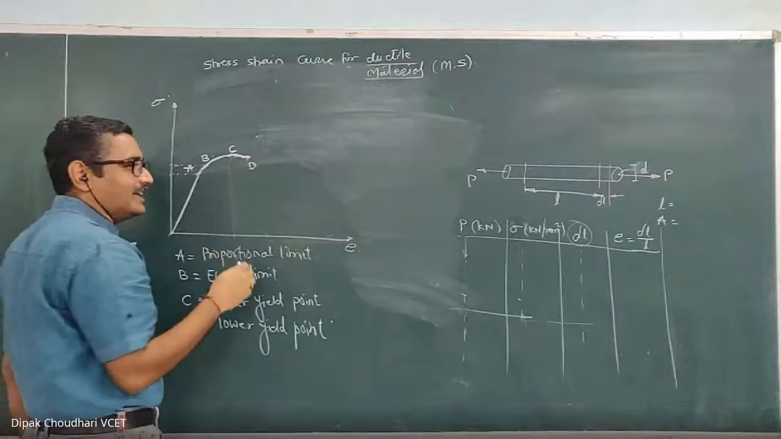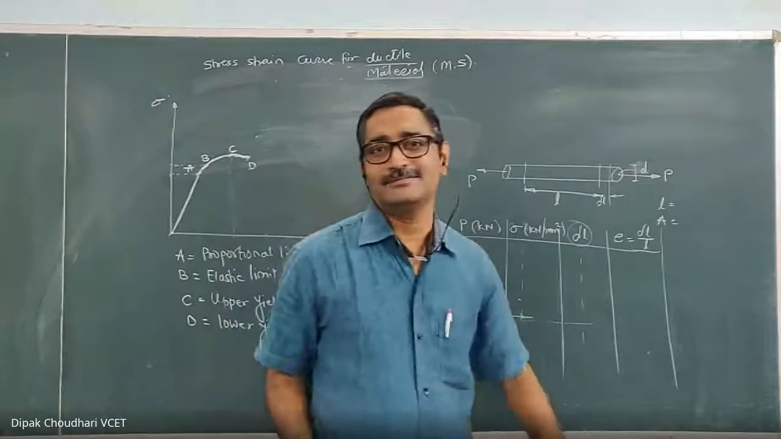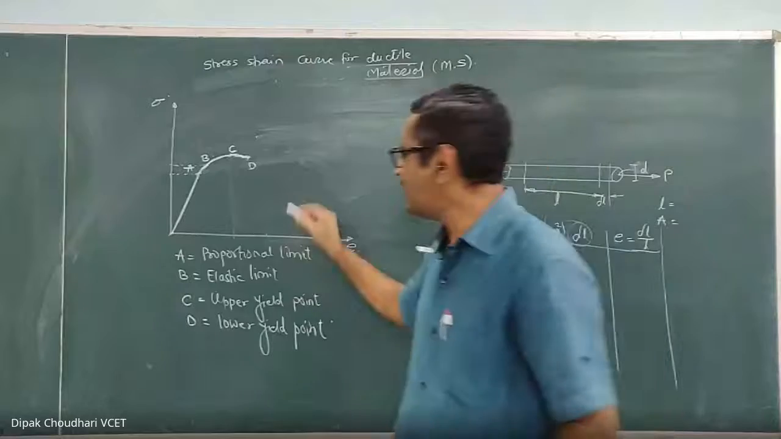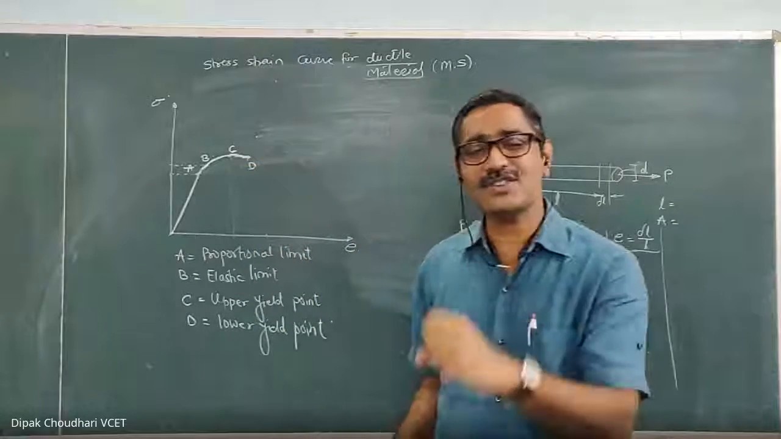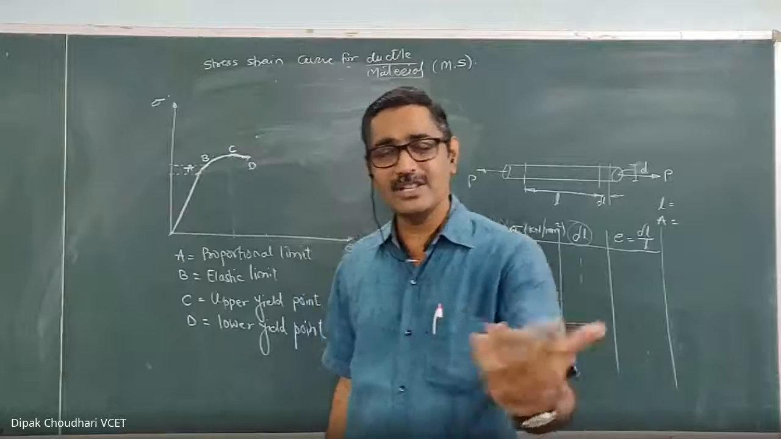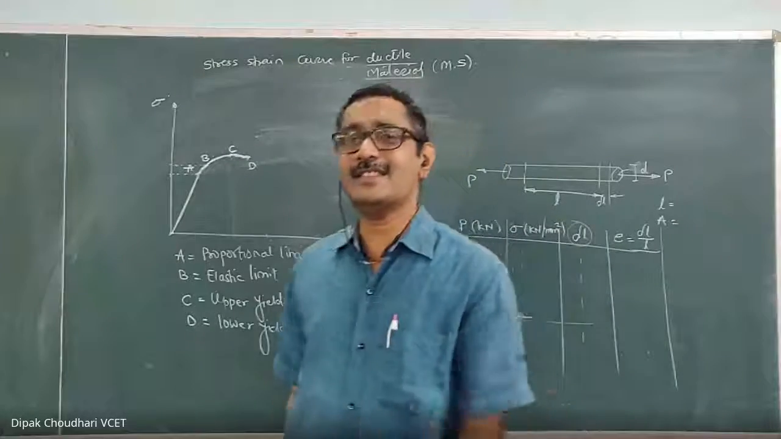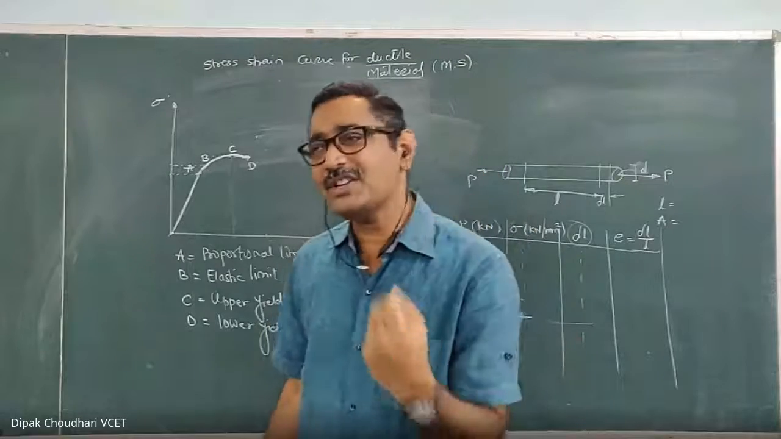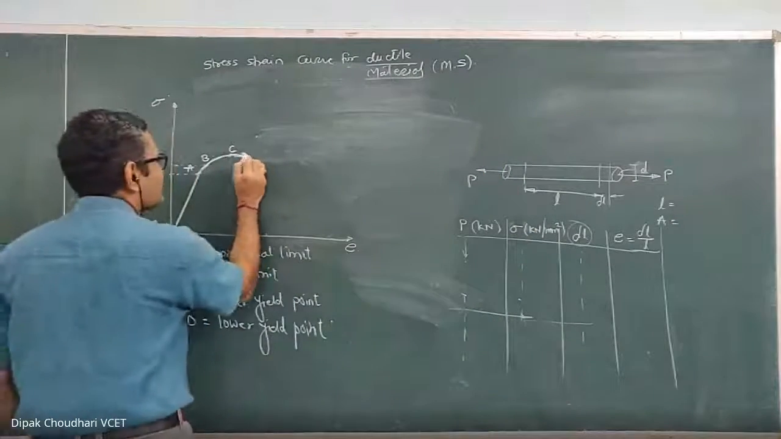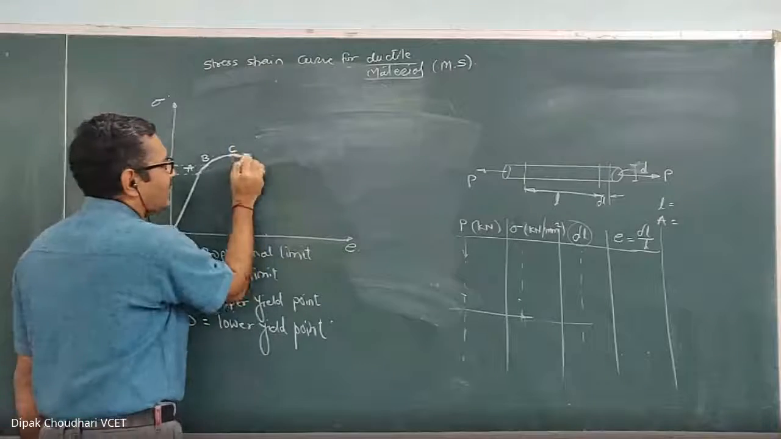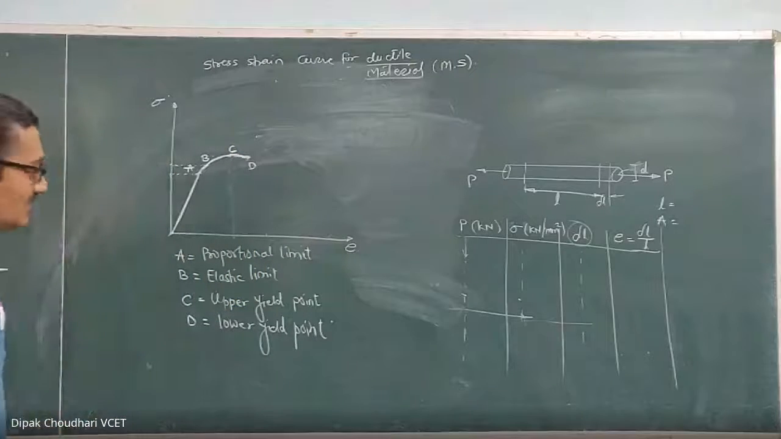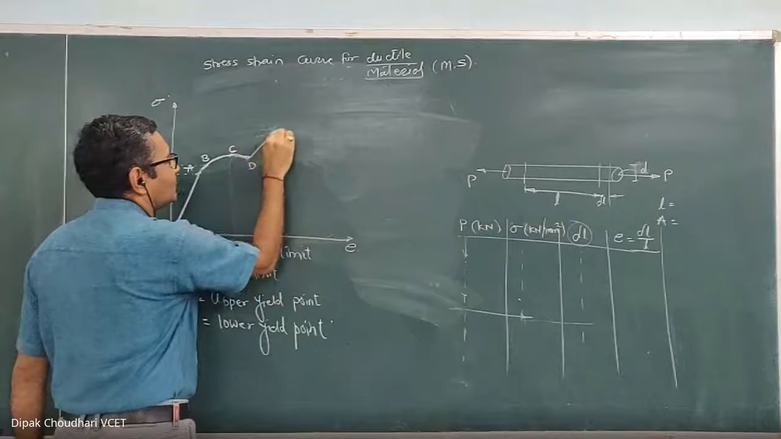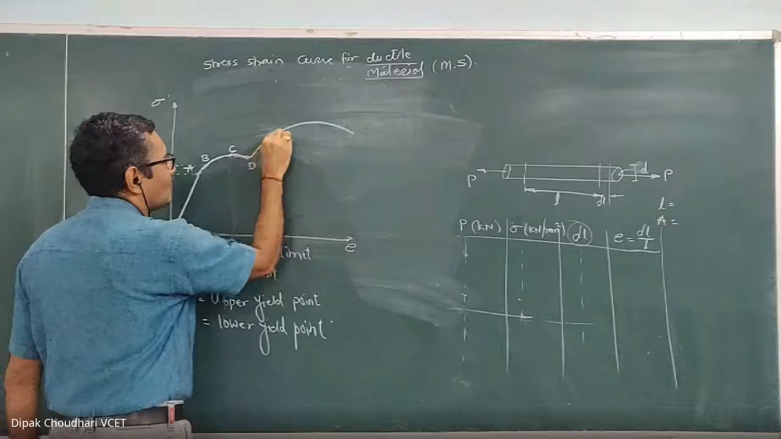Now at point D, the material regains the strength. At point D, again the material regains the strength because of the strain hardening. Because of this yielding process, there is a strain hardening. Strain hardening is one process, similar to the heat treatment process, which is known as strain hardening. And because of the strain hardening, the material again regains the strength at the lower yield point. Ductile material regains the strength at the lower yield point, and after that it again starts taking the load. Then the stress value goes on increasing.